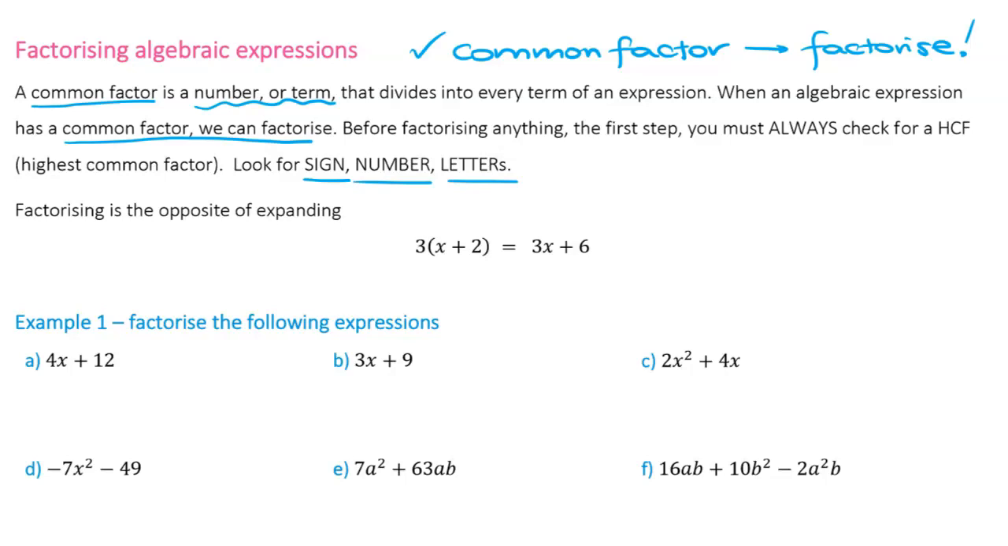Previously, if you were given a question that was 3 and then in brackets x plus 2, you would multiply 3 times x to get 3x and 3 times 2 to get 6. Going from left to right in this example is called expanding. To go in the other direction, from the expanded form and put brackets back in, that's factorising.